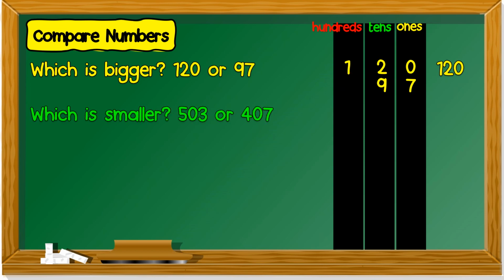Number 2. Which is smaller? 503 or 407? Write in the numbers 3, 0, 5, 7, 0, 4. We compare the hundreds first. Which is smaller, 5 or 4? 4 is smaller, so 407 is smaller.